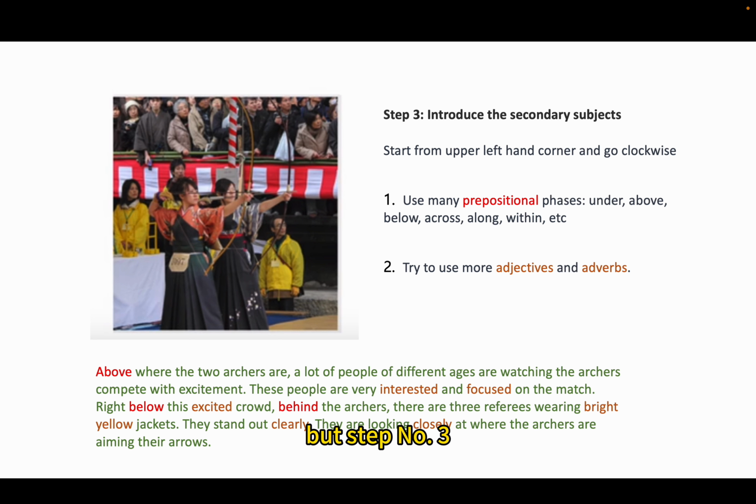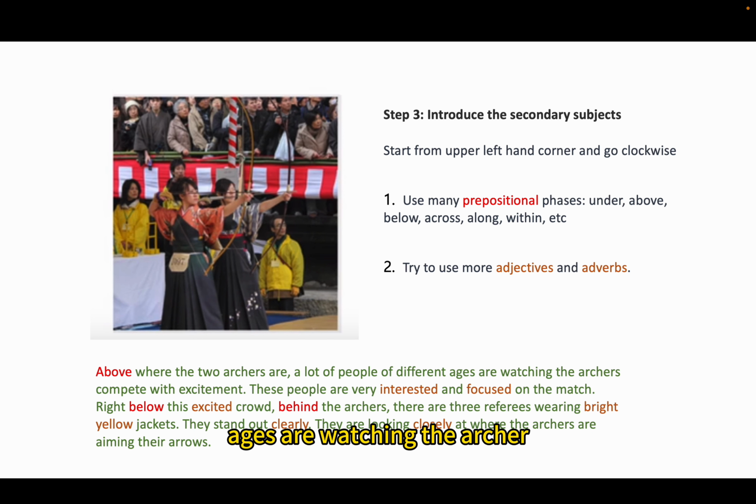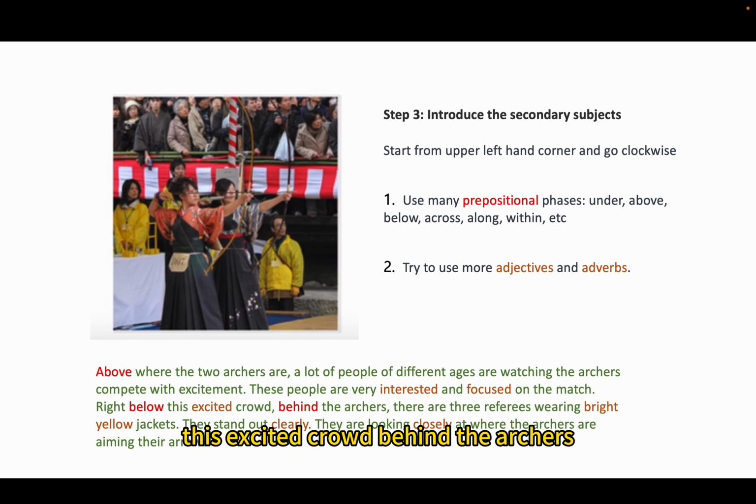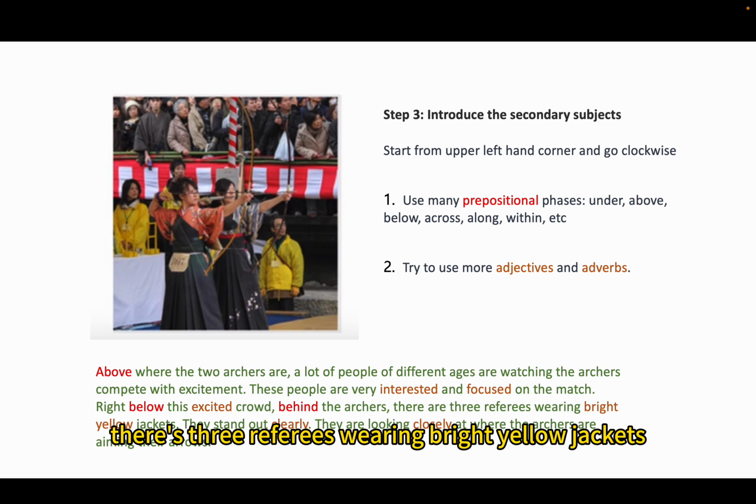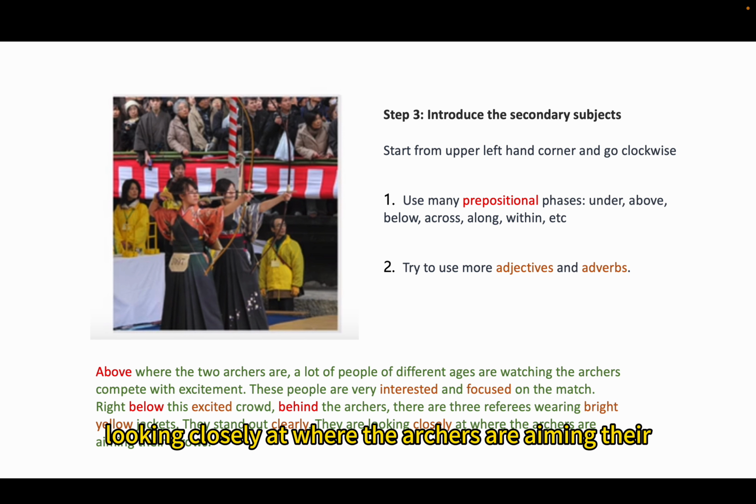Step number 3, let's talk about the surroundings. We already talked about using prepositional phrases, adjectives and adverbs in this section. So we can say something like this: above where the 2 archers are, a lot of people of different ages are watching the archers compete with excitement. These people are very interested and focused on the match. Right below this excited crowd, behind the archers, there are 3 referees wearing bright yellow jackets. They stand out clearly. They are looking closely at where the archers are aiming their arrows.